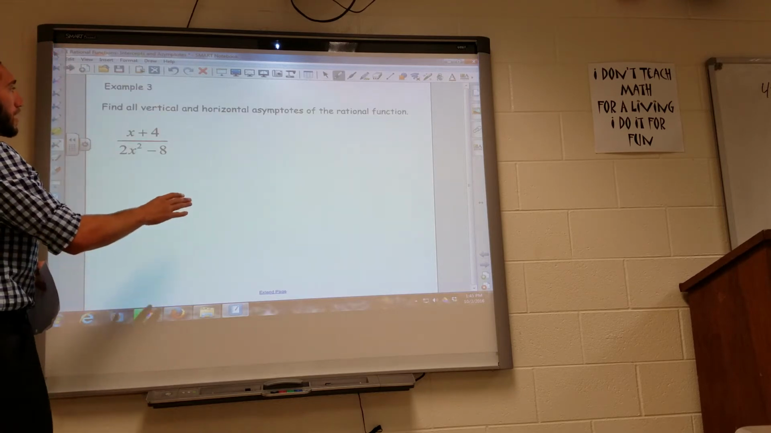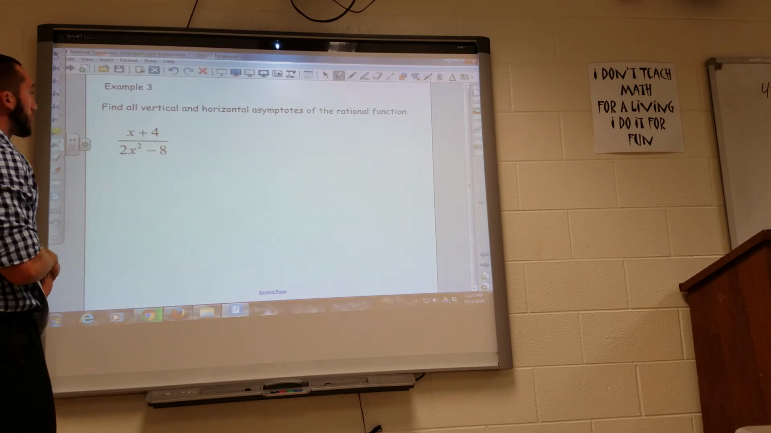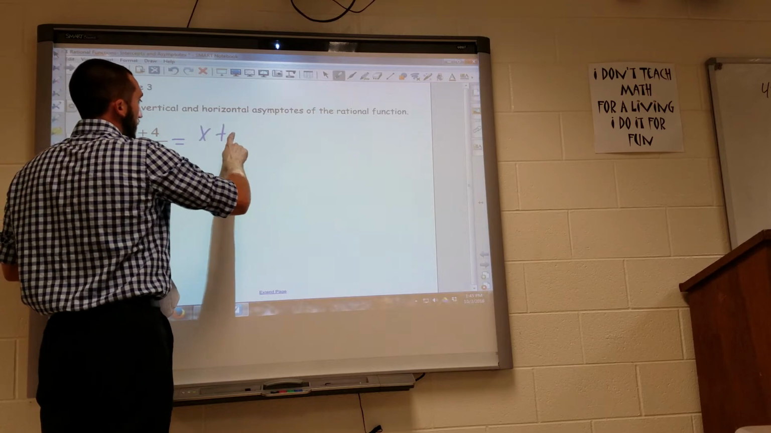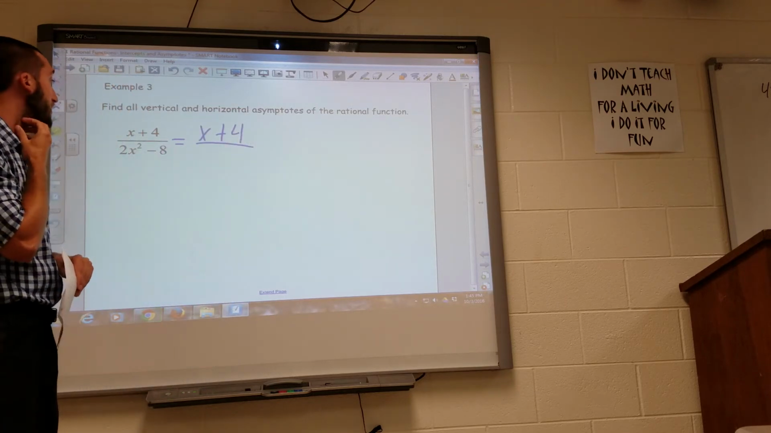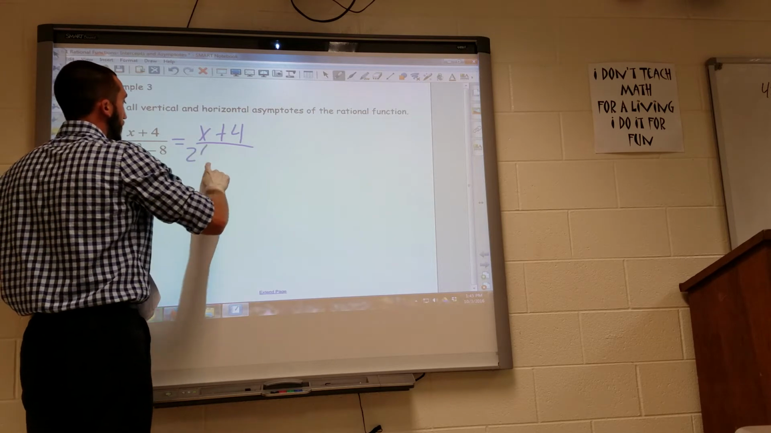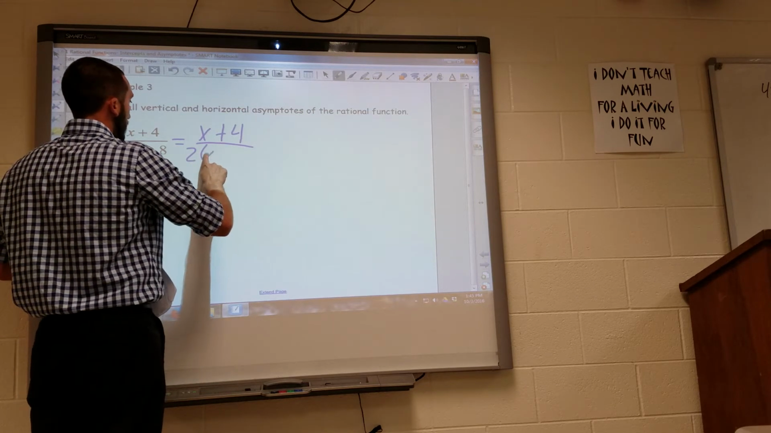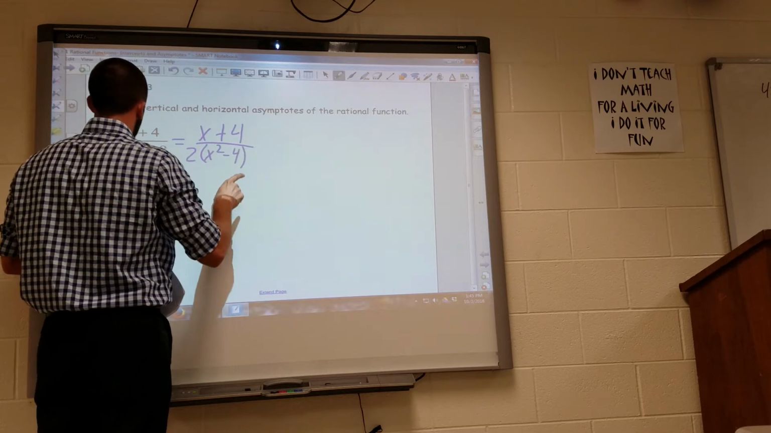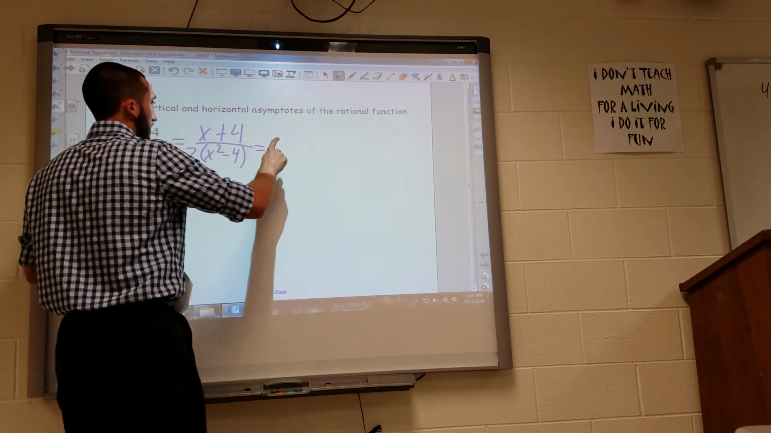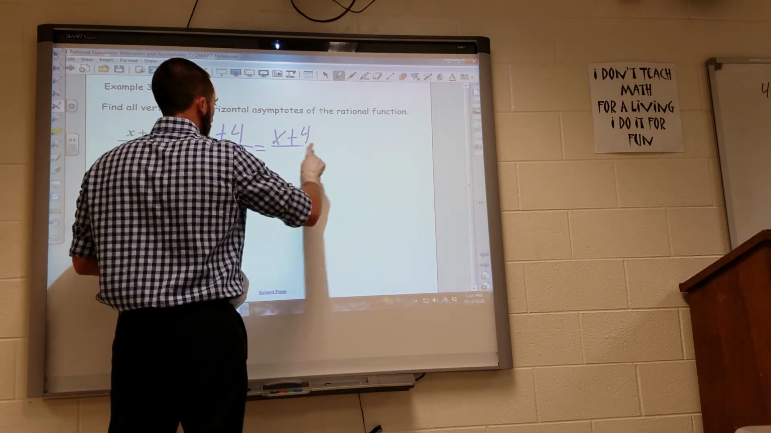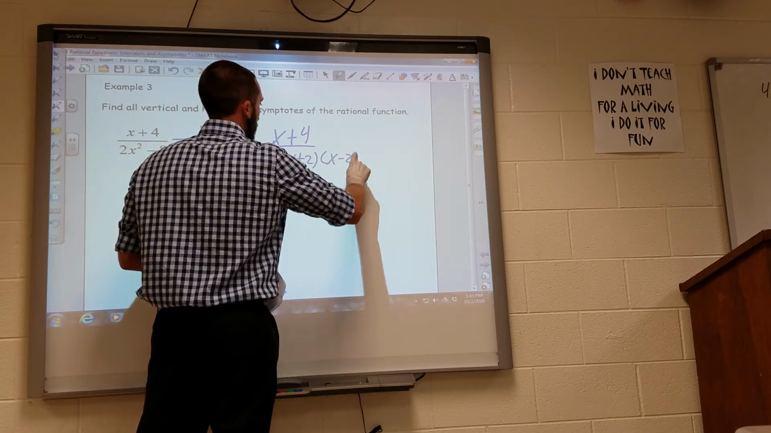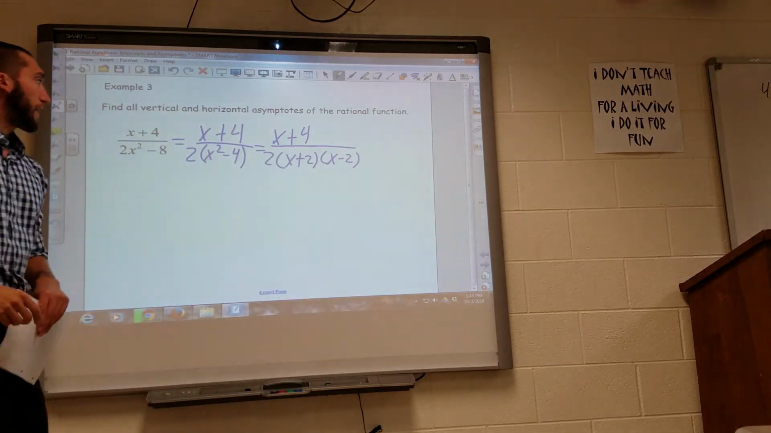Next one. They want us to find the vertical and horizontal asymptotes again. So the first thing we're going to do is factor. Well, the numerator is already factored as far as it can go, but we can see that in the denominator there's a 2 in common. So I'm going to pull that out, and I get x squared minus 4, which is good because then that factors again. 2 times x plus 2, x minus 2. Alright, so that's factored completely.